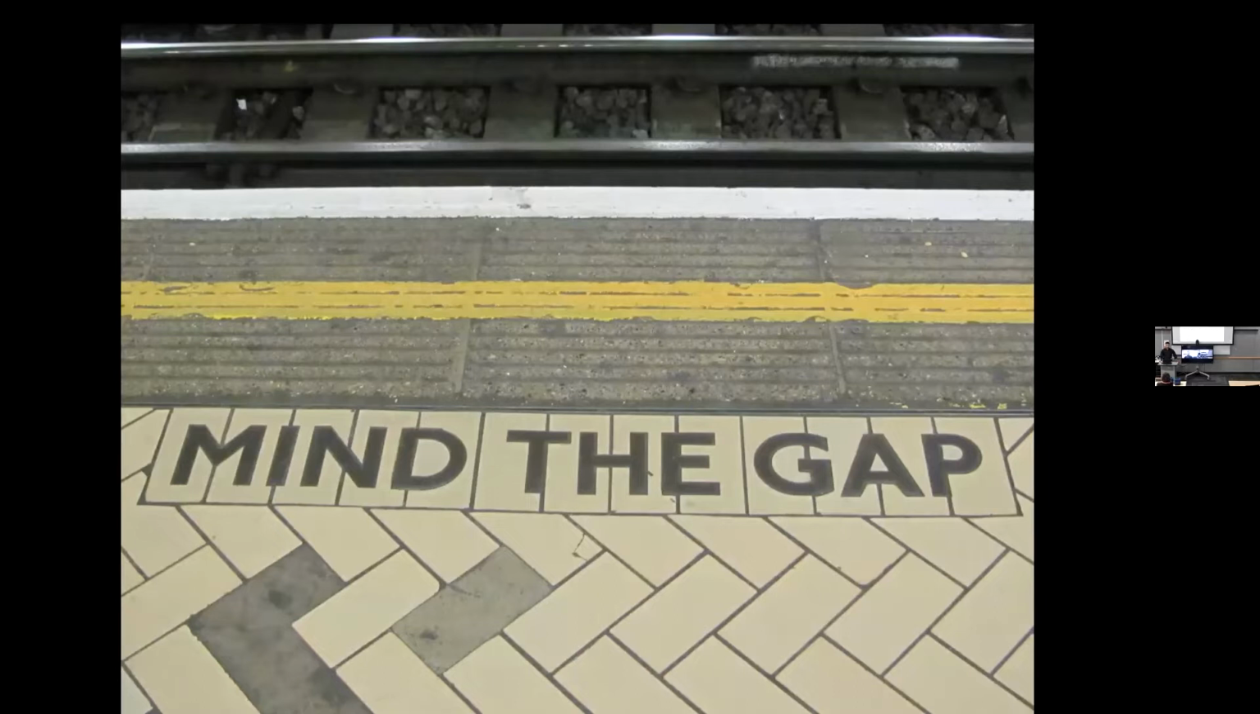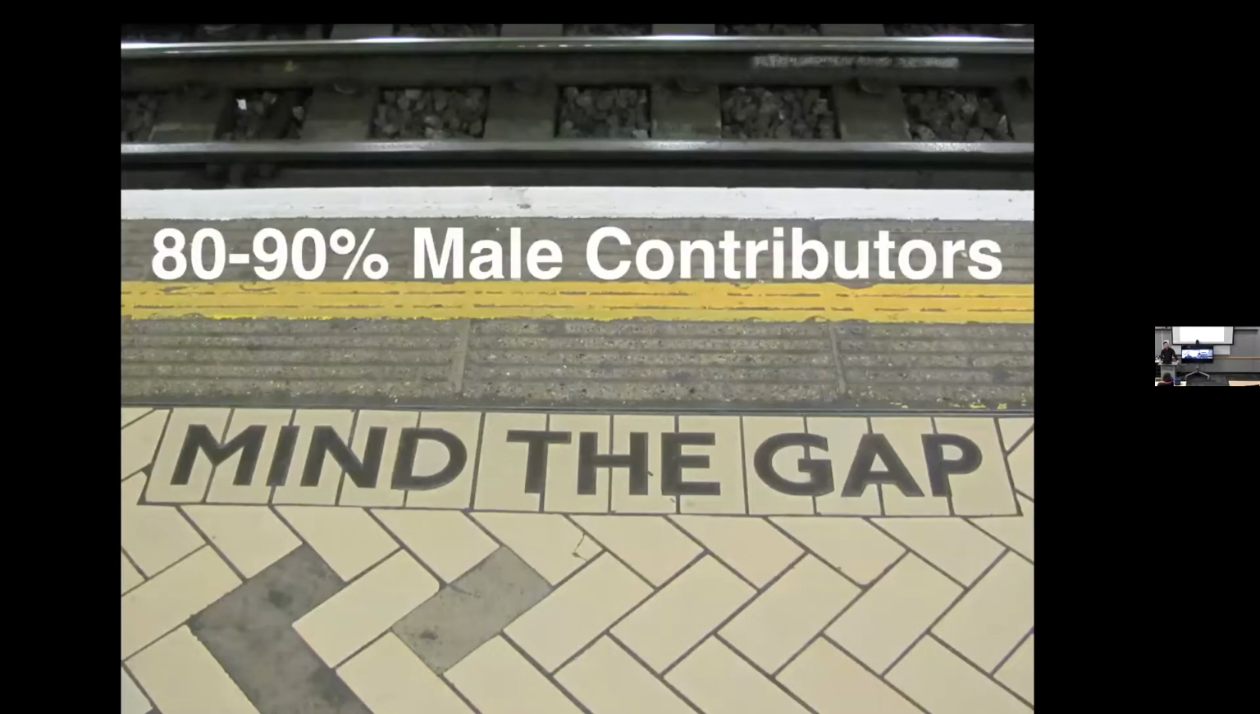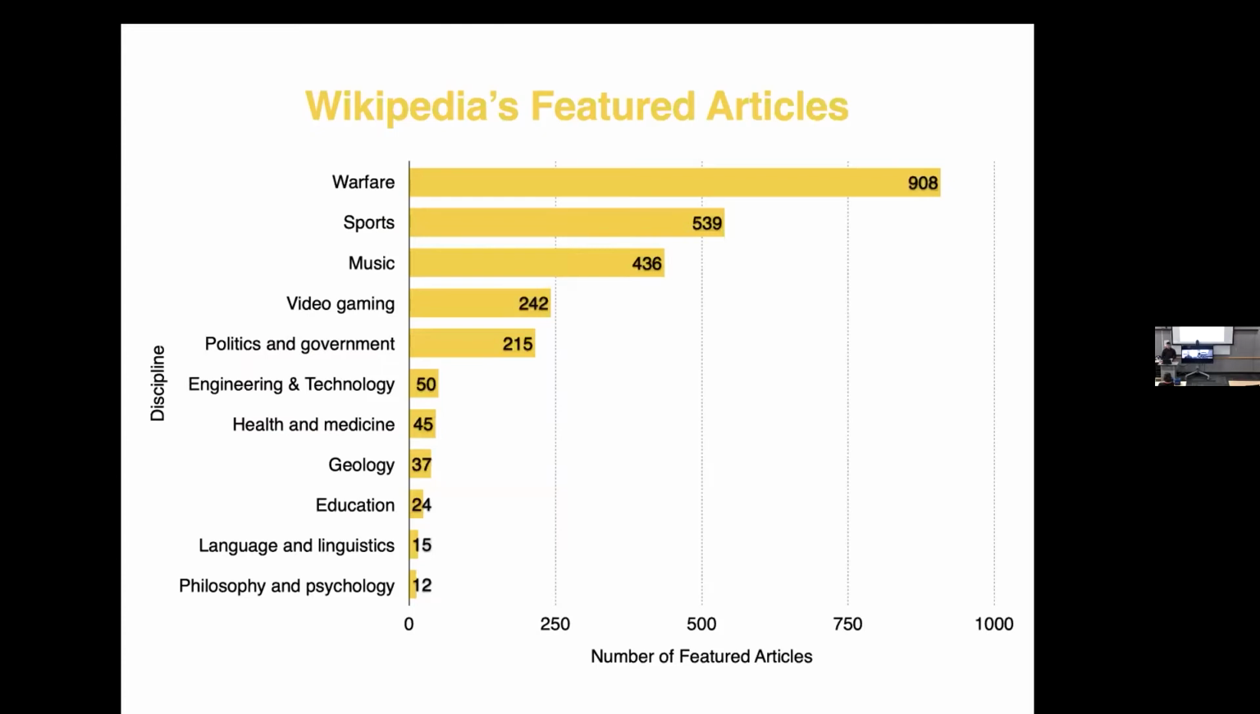Or not as we all know, but as we've discussed, it is especially missing knowledge and perspectives from minority populations and women. It is estimated that men make up 80 to 90% of the contributors to Wikipedia. We know that this has an effect on the topics edited and bias in perspectives and the new articles that are created. This is a graph of Wikipedia's featured articles.